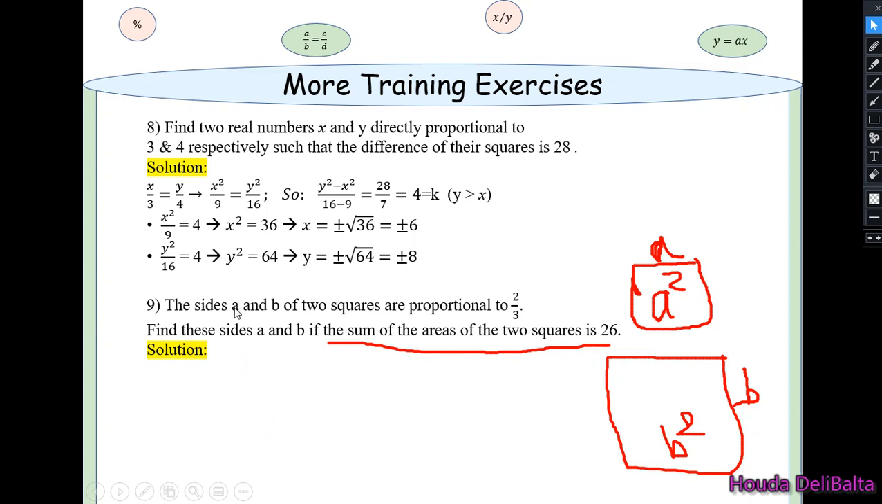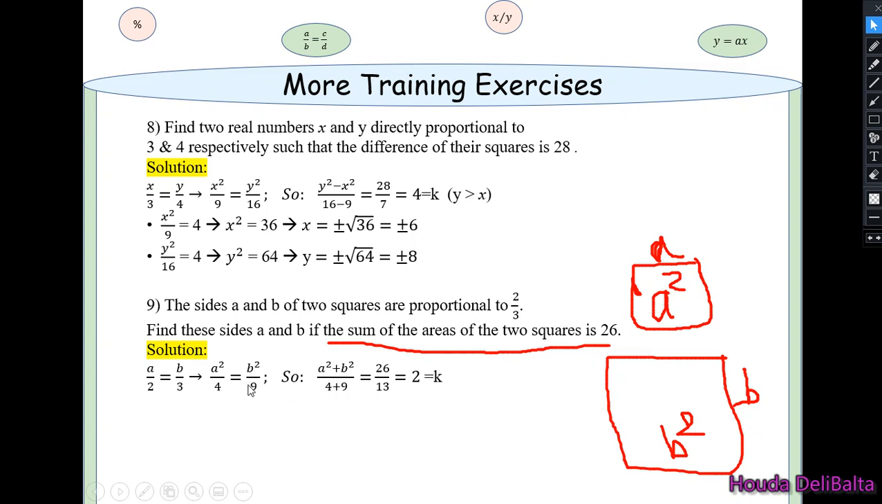How to represent a and b that are proportional to 2 over 3? I mentioned it. A goes to 2 and b goes to 3, and we put an equal sign between them. Now again, because I'm talking about areas, I have to square a up and down, and to square b also the numerator and the denominator. So a squared over 4 is gonna be equal to b squared over 9. So if a over 2 and b over 3 are proportional, then a squared over 4 and b squared over 9 are also proportional.